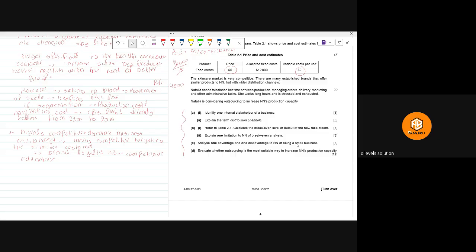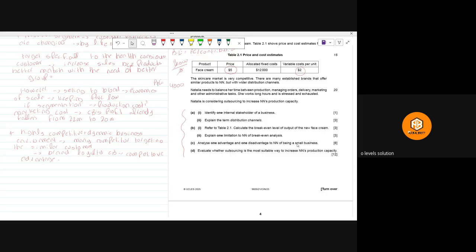The disadvantage is that if the business is really small, she will not achieve economies of scale because she is not producing a lot of creams. We have seen this in the case study as well. So the average cost per unit, the average cost of producing each cream, will be really high. And this will decrease her profitability in the long run. So that's one disadvantage of having a small business.